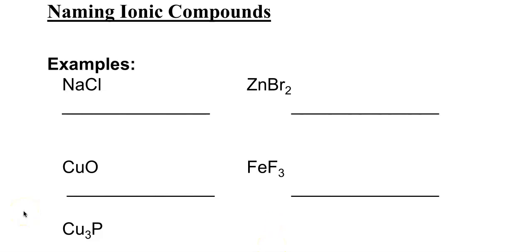All right, so when we name ionic compounds, we're just going to review. We're going to name them. First, we're going to check on the metal and see if there needs to be a Roman numeral. Sodium is in the A group. It's in group 1, so no Roman numeral necessary. So we just write out the metal first, sodium, and then this is chlorine, so we're going to take off the ending and add IDE, so it's going to be sodium chloride.